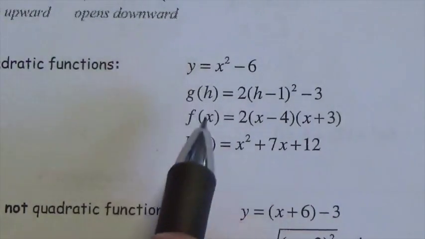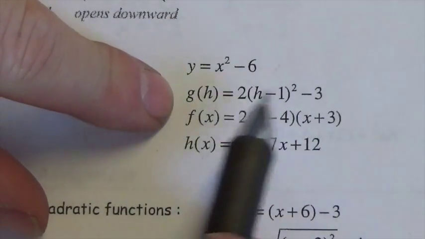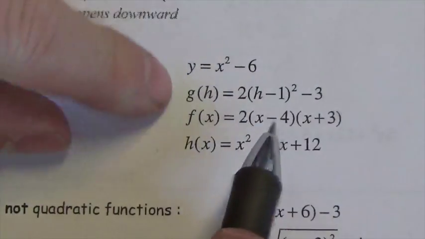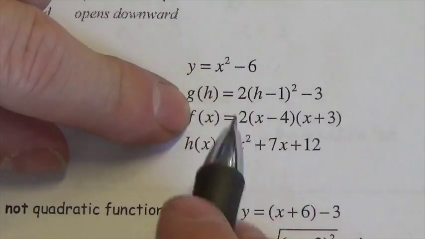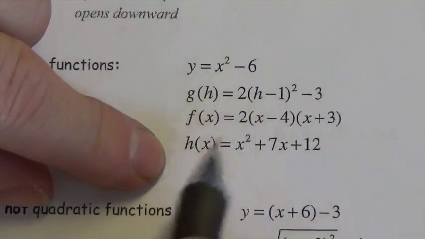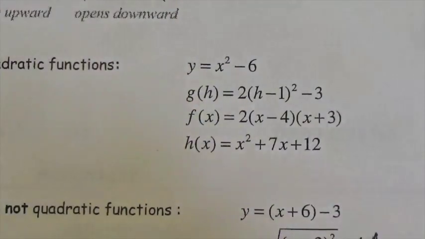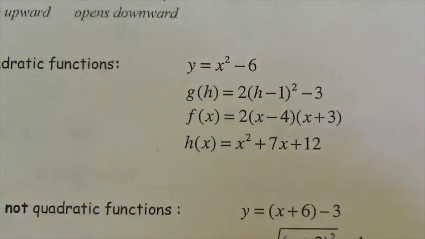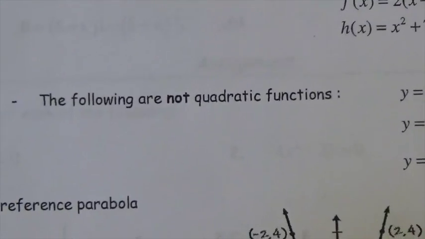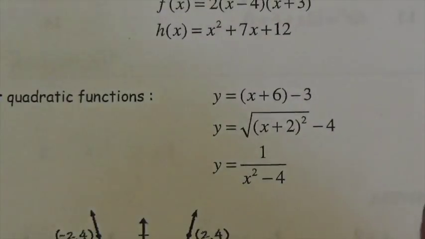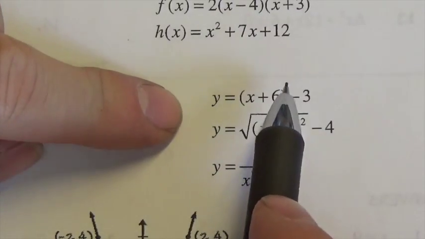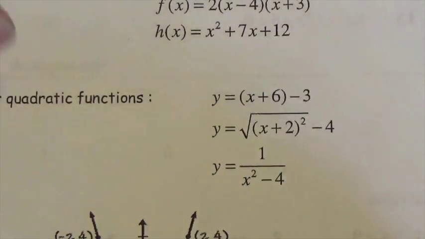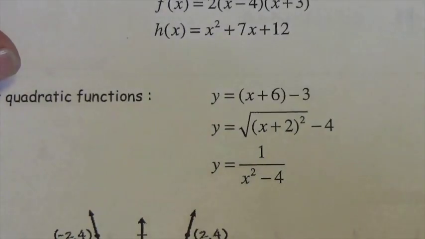Now we're just going to use some function notation here. So g of h is equal to this one here, written in vertex form. f of x looks like this. This is in your root form, your factored form. And then here, h of x is equal to x squared plus 7x plus 12. There's your standard form. Awesome. These are not quadratic functions, because the degree on the x isn't 2. If there was a square right here, that would qualify as quadratic, but it's not there.